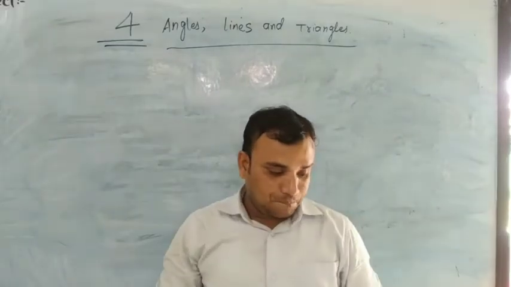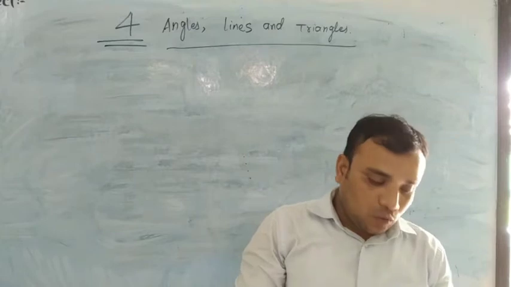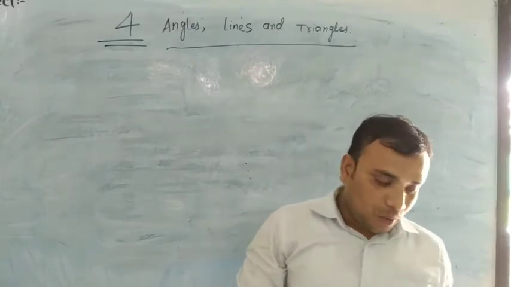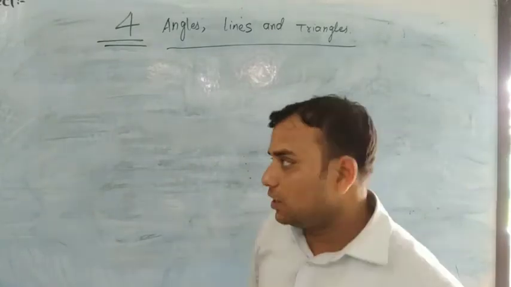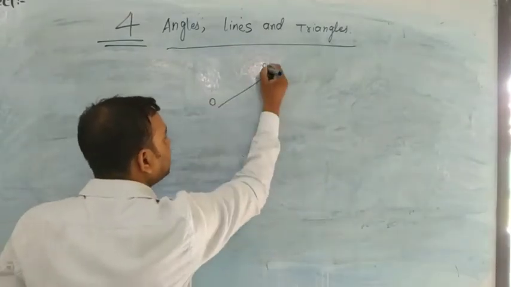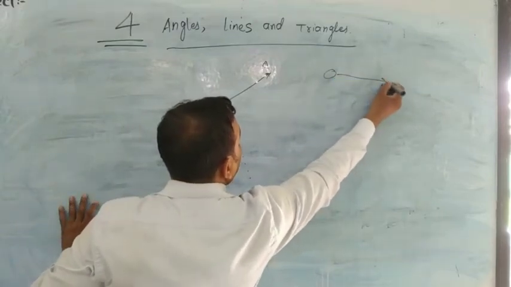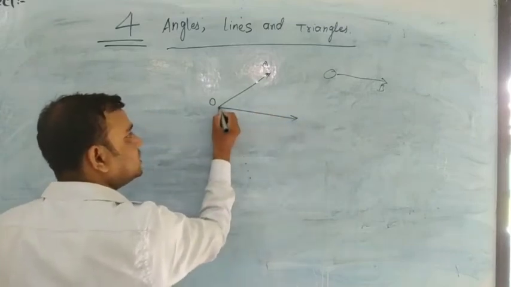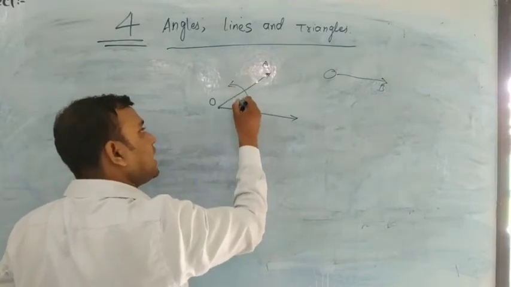What is an angle? Dear student, two rays OA and OB having a common point O form angle AOB, written as angle AOB. That means if you take rays OA and OB, they have only one common point. We start from here, and this is called an angle.